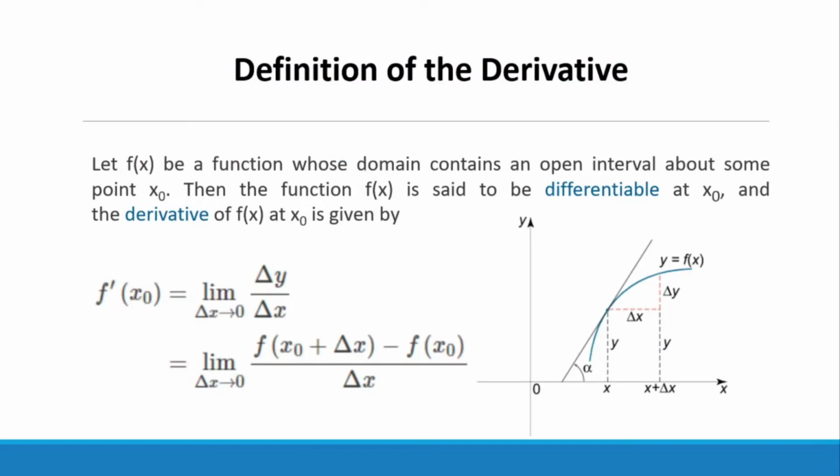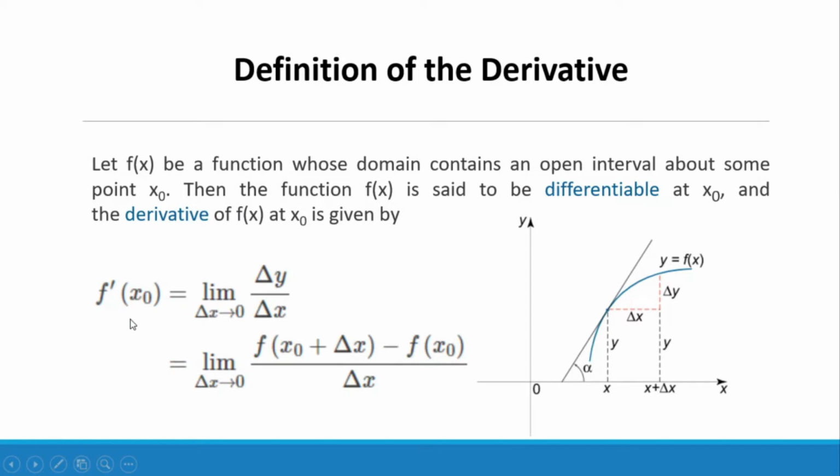Let f of x be a function whose domain contains an open interval about some point x sub 0. Then the function f of x is said to be differentiable at x sub 0, and the derivative of f of x at x sub 0 is given by the following. So we have here the change of delta x and delta y, or delta y over delta x, which is the rate of change, equivalent to slope.